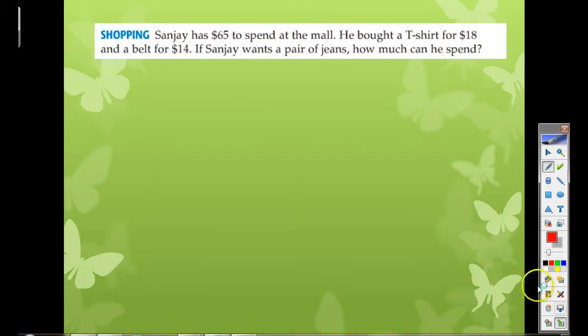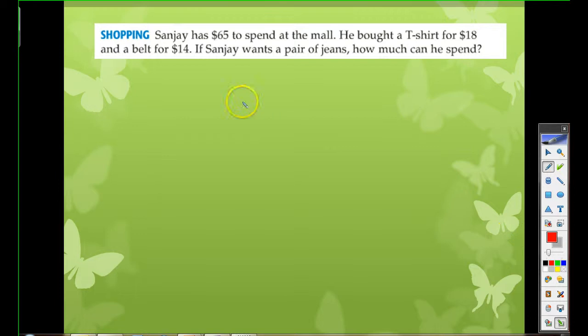Alright, so let's try a word problem. Sanjay has $65 to spend at the mall. Okay, $65. He bought a t-shirt for $18 and a belt for $14. If Sanjay wants a pair of jeans, how much can he spend? Okay. So I'm going to just put J for jeans. Okay, so he wants jeans. He has the t-shirt for 18 and the belt for 14.